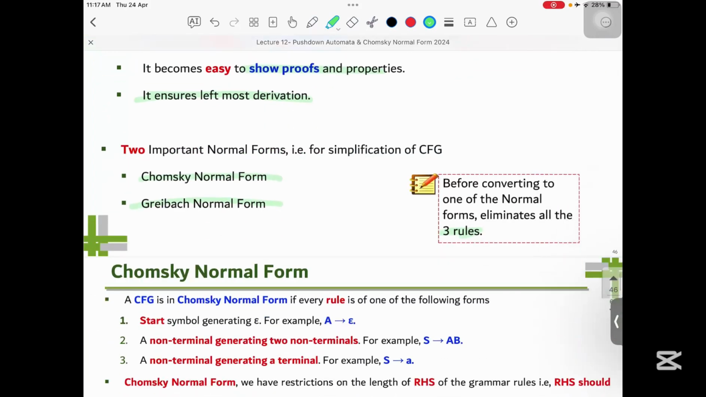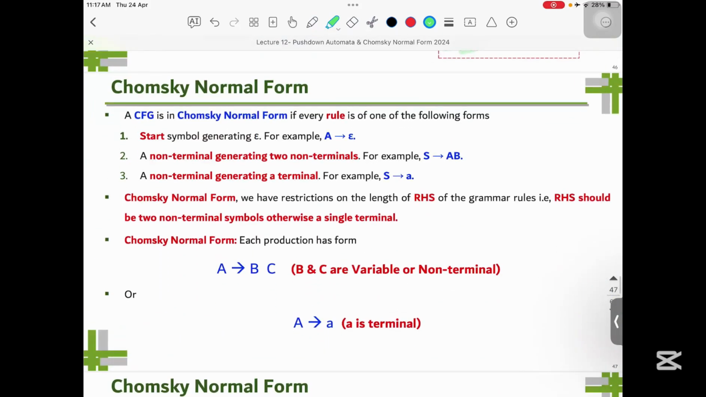What are the rules? Let's see, it is written here. A context-free grammar is in the Chomsky normal form if every rule is in one of these formats. For the starting symbol, for example if A is the starting symbol, A implies epsilon. As we know, we only keep epsilon for the starting symbol; for all the other symbols, we remove the epsilon. And for a non-terminal, if we want to convert the grammar into Chomsky, it will be S implies two non-terminals, or S implies only one terminal, not more than one terminal.